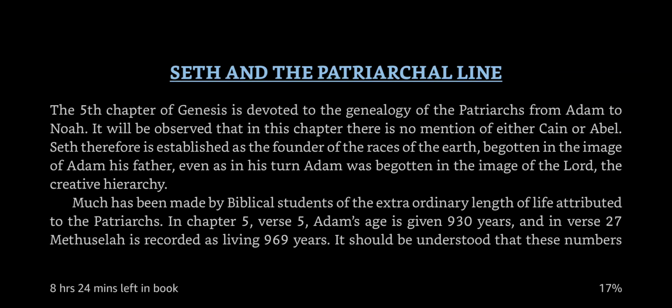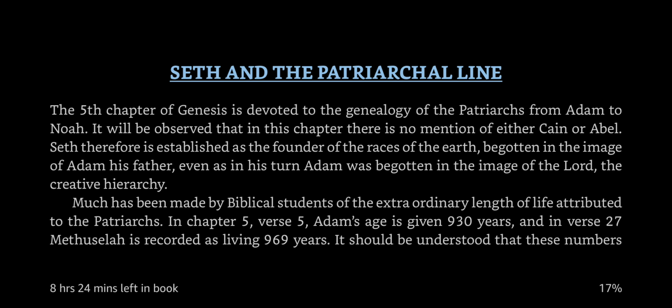Seth and the patriarchal line. The 5th chapter of Genesis is devoted to the genealogy of the patriarchs from Adam to Noah. It will be observed that in this chapter there is no mention of either Cain or Abel. Seth, therefore, is established as the founder of the races of the earth, begotten in the image of Adam his father, even as in his turn Adam was begotten in the image of the Lord, the creative hierarchy.